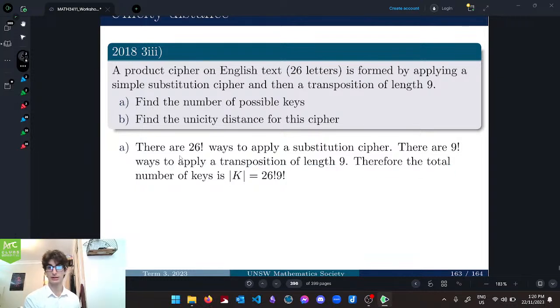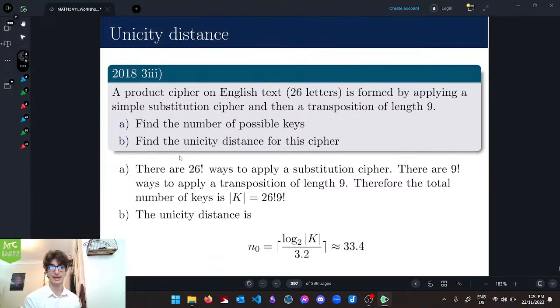So apply transposition of length 9. Therefore, the total number of keys, absolute k, is 26 factorial times 9 factorial. And then the unicity distance, well, we'll use our approximation. Remember, approximation: log base 2 of k over 3.2, which is about 33.4.